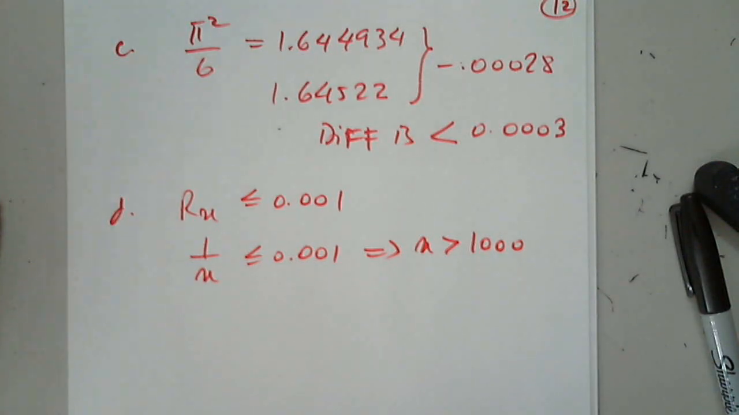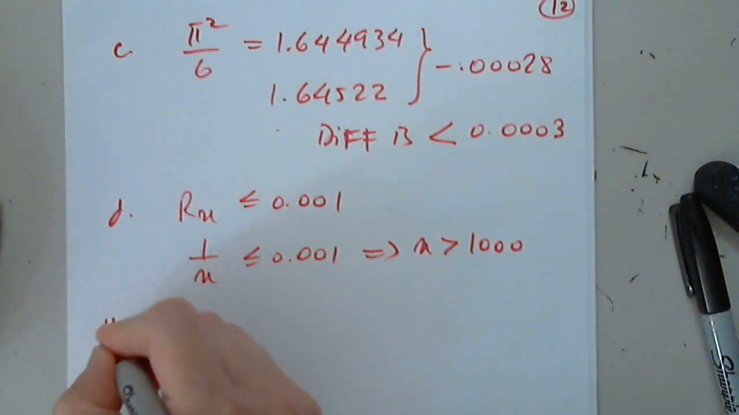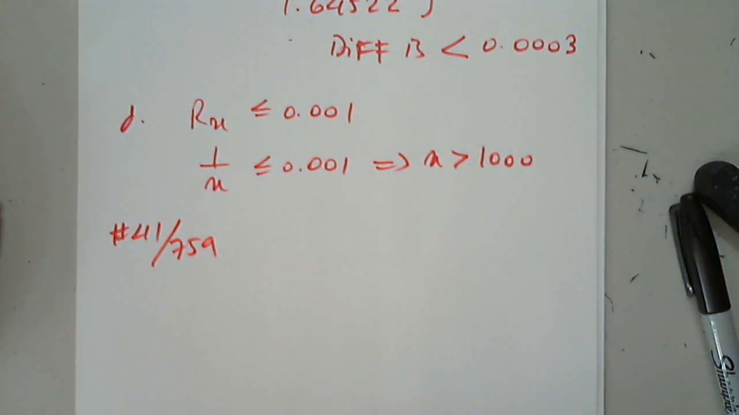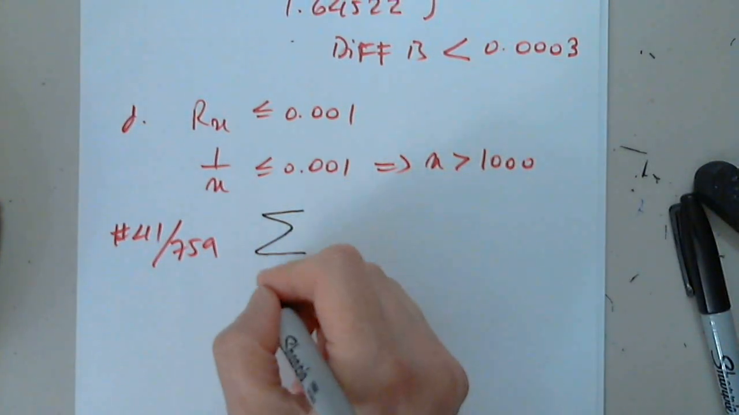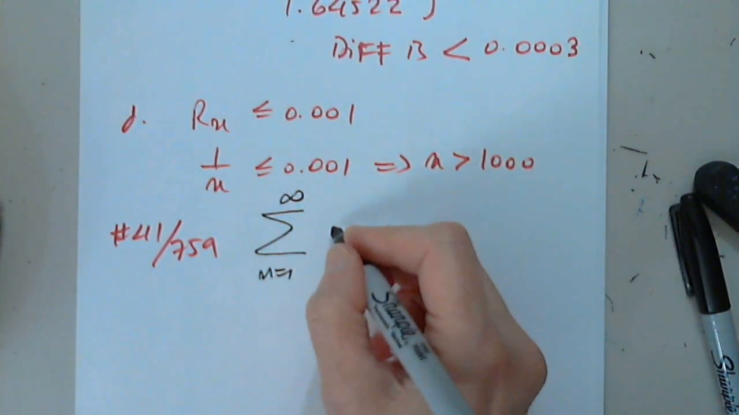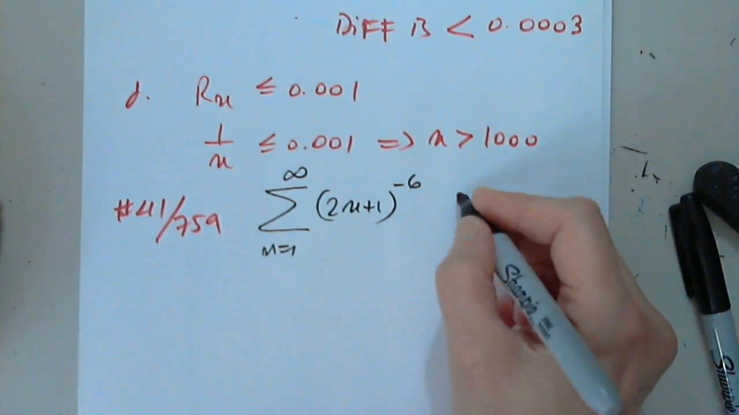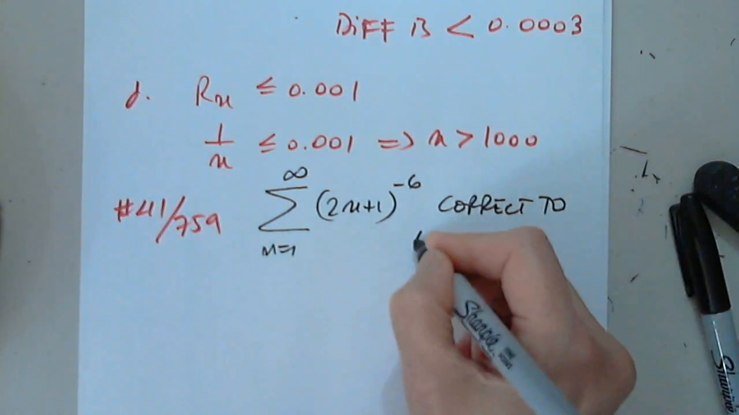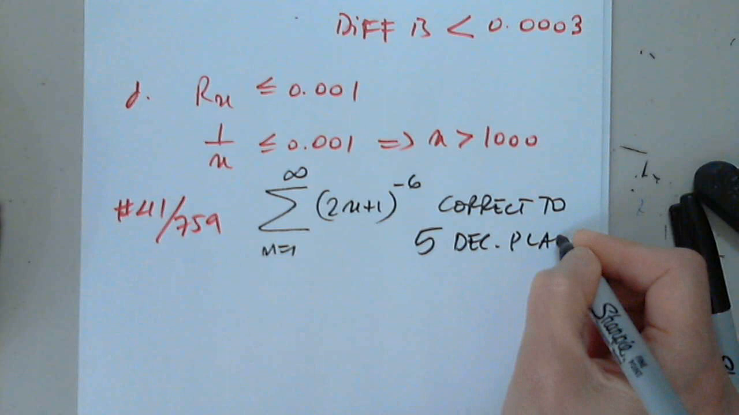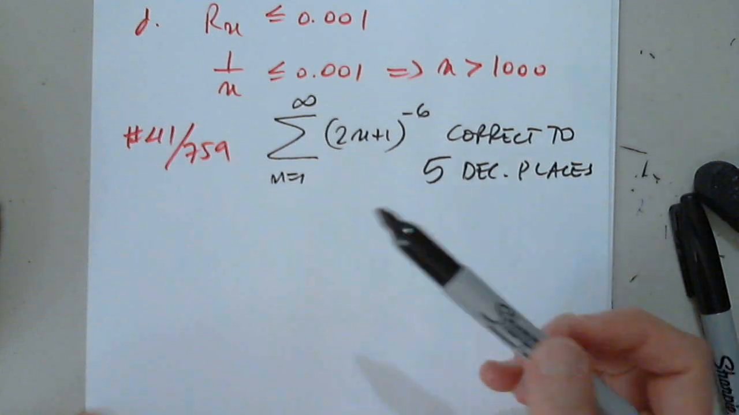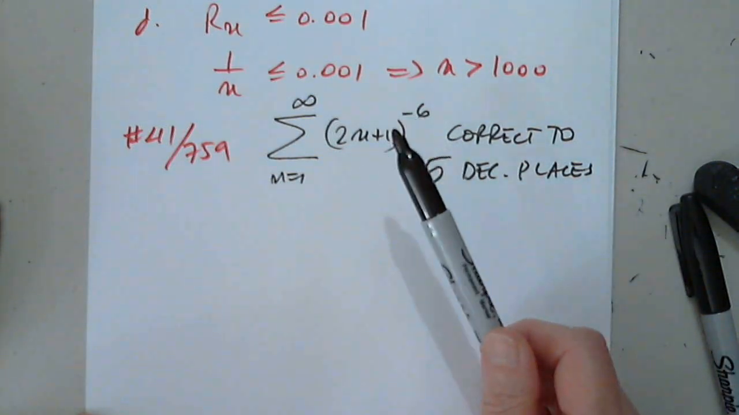Okay, so the final problem I would like to look at is 41, and that is on page 759 as well. They want us to estimate the infinite series, n equals 1 to infinity, of (2n plus 1) to the negative 6, correct to 5 decimal places. So it's continuous, it's decreasing definitely, and positive.